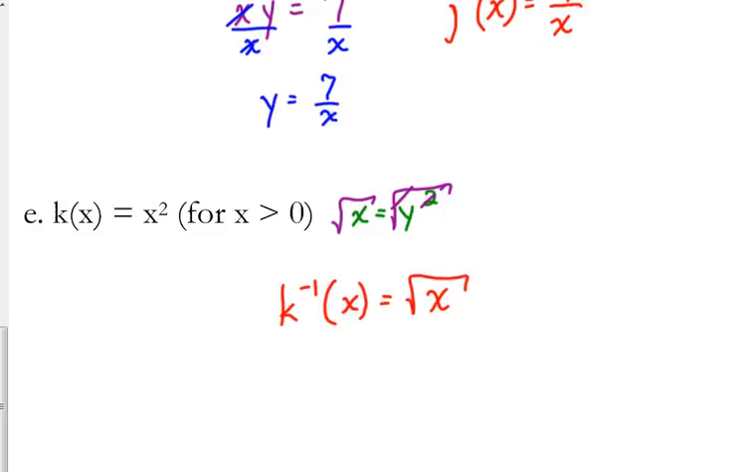Now usually whenever you take the square root, I try to remind you that you always include the positive and the negative. But since this says x is greater than 0, then the range for the inverse is going to be y is greater than 0. So you only consider the positive square root of the function. You don't do the negative. Okay? All right.